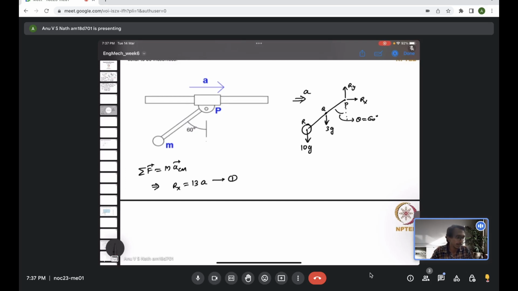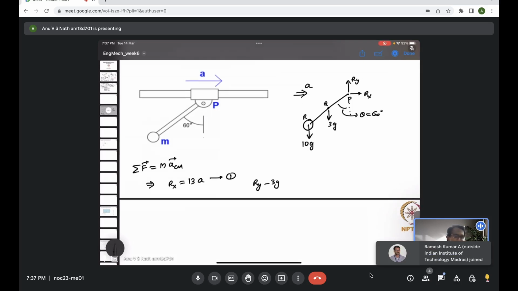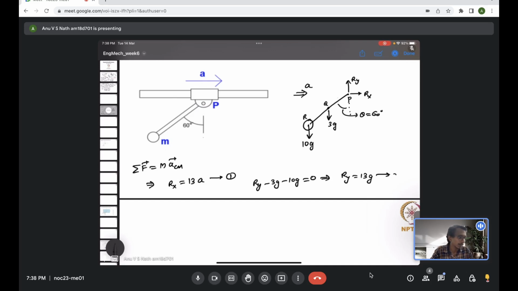The next equation is the vertical force balance equation. There is the vertical reaction Ry acting at point P, there is 3g acting through the center of the rod, and 10g acting at point R. These forces are balanced by the total mass 13 times the acceleration in the y direction. It's not moving in the y direction, so there is no acceleration in the y direction, and this term is actually 0, which you can rewrite as Ry equals 13g, which is the second equation.